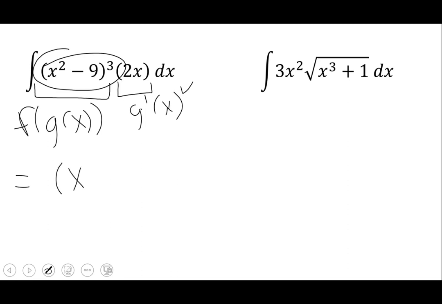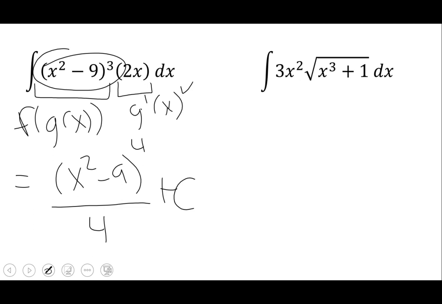You're going to take the entire quantity, x squared minus 9. You're going to raise it to the 1 higher power. You're going to divide it by that power, and then don't forget the plus c. Now, if you're thinking that this is easy, it is for the next couple of examples, and then I'm going to show you what happens if you don't have exactly what it is you're looking for.